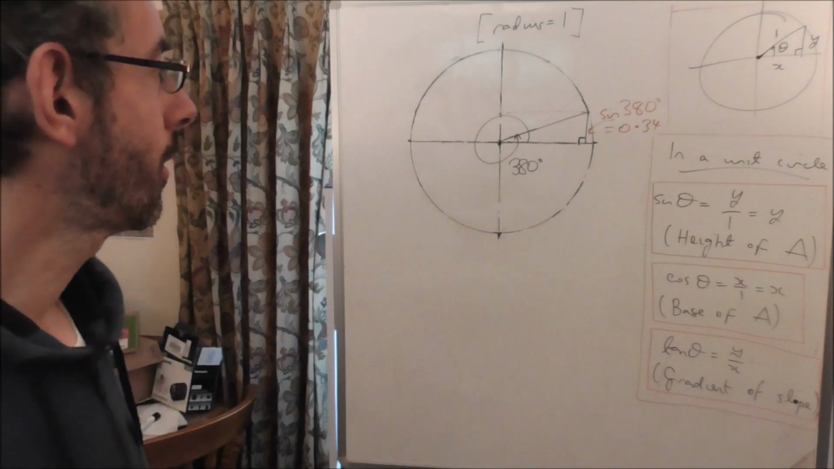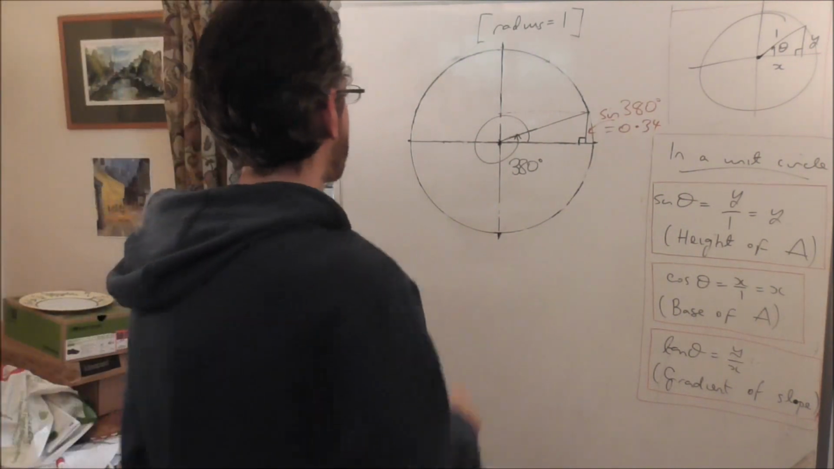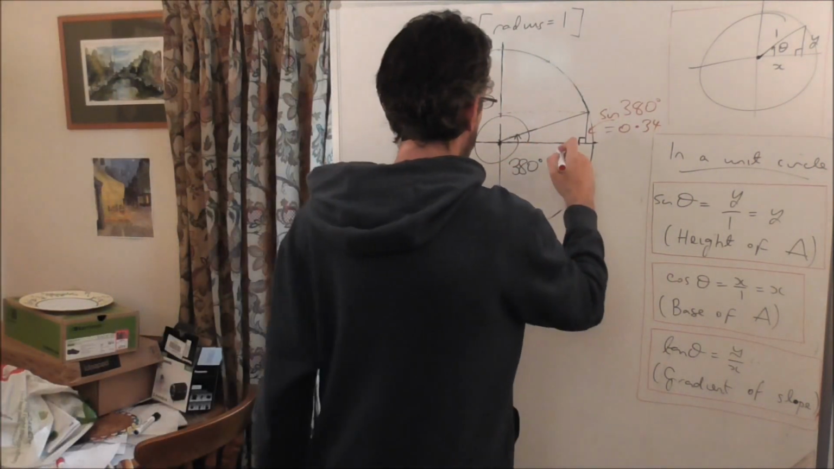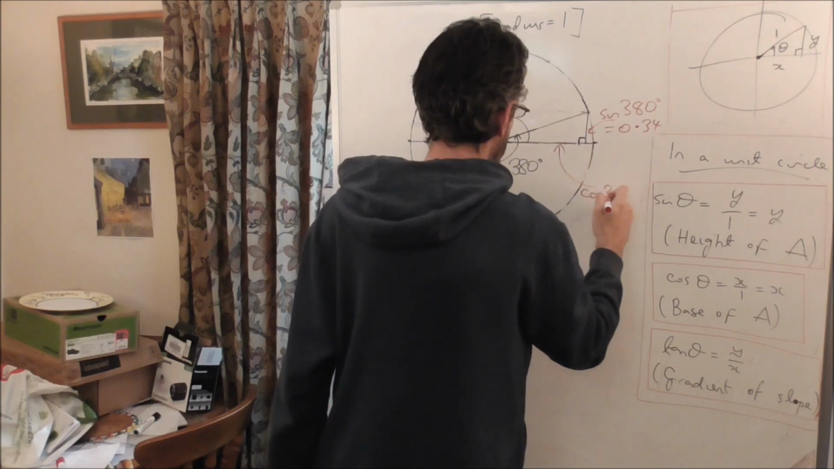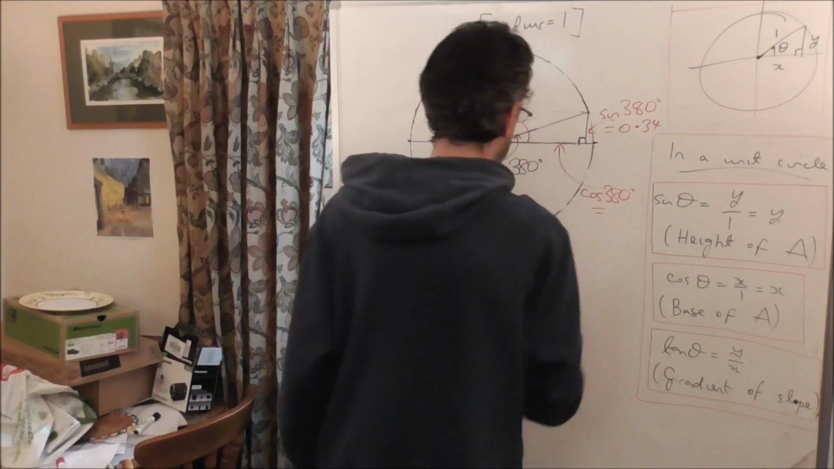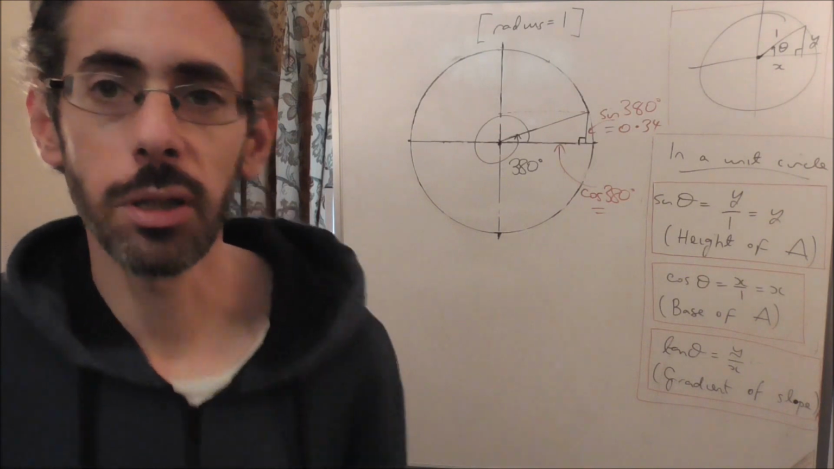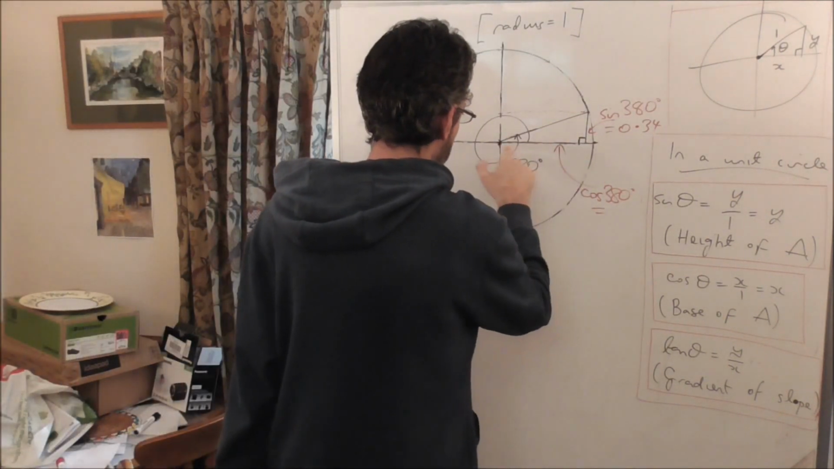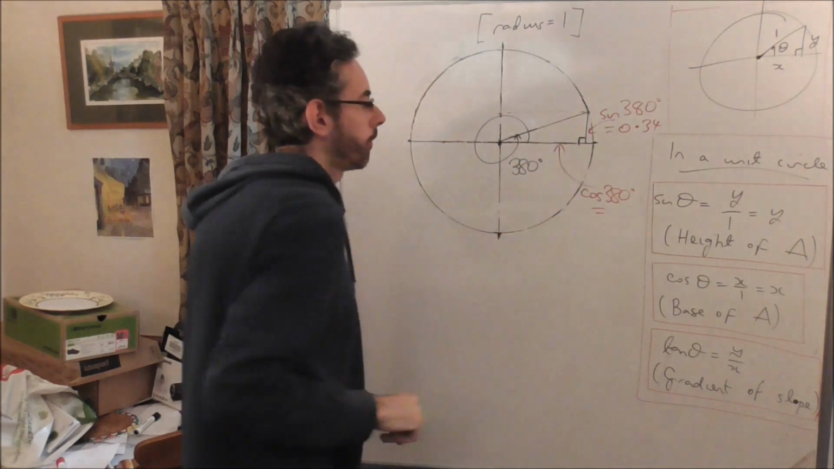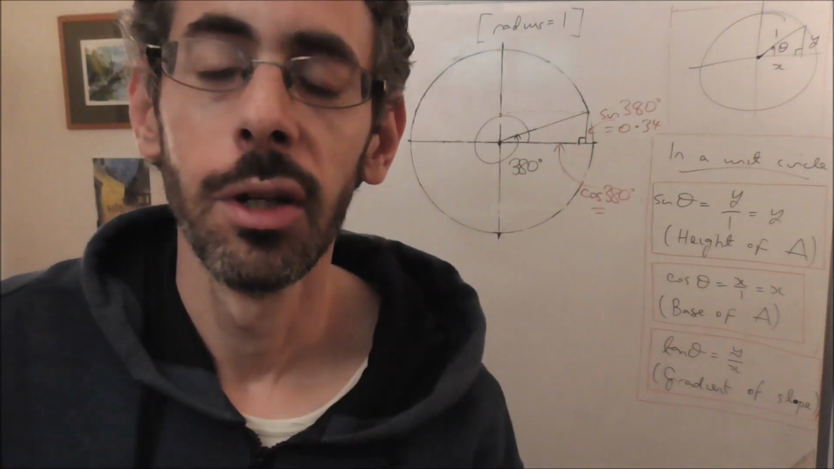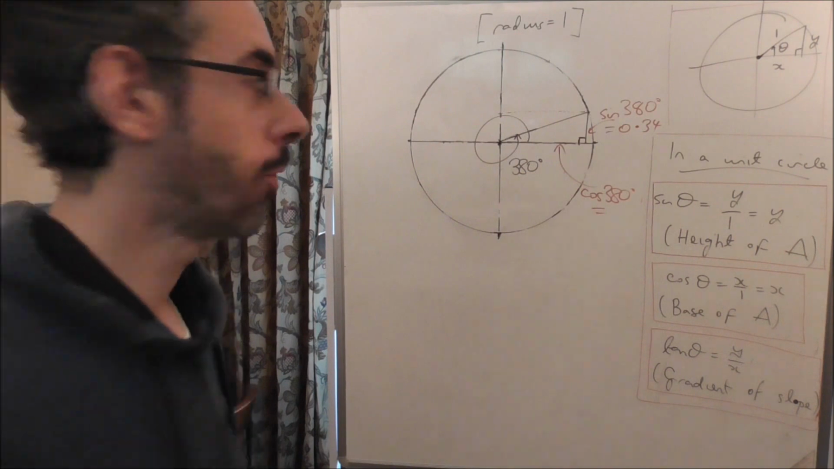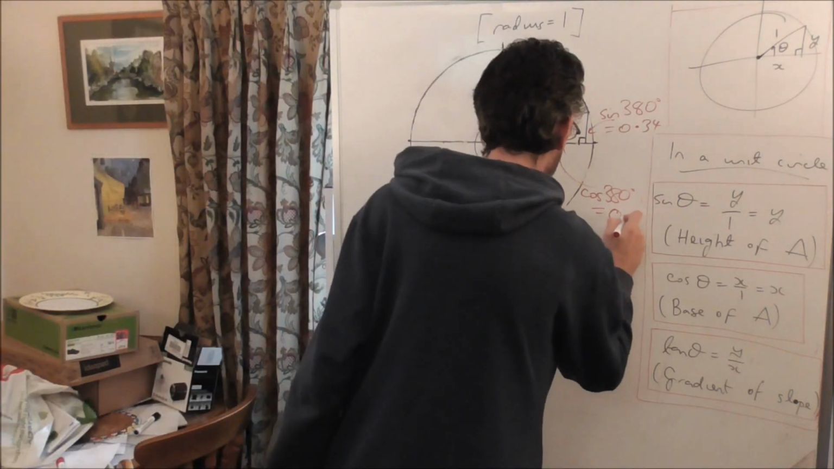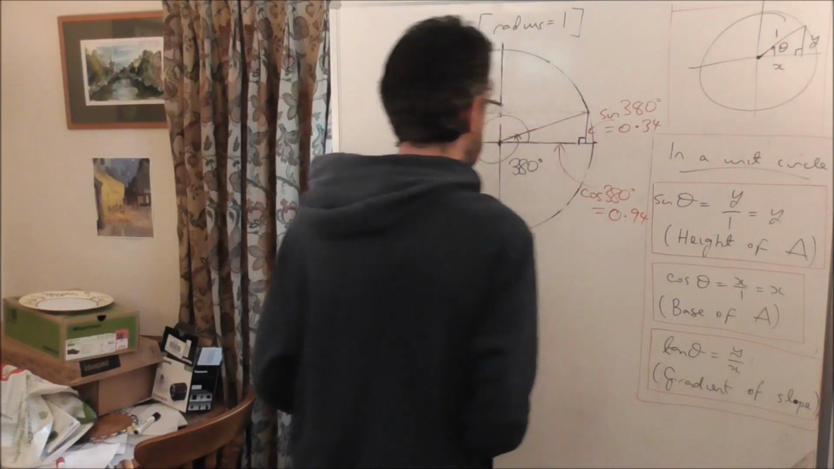Cos 380 is just the base of the triangle. So it's just this length here. This is cos 380. So what would you estimate that to be? Well, it's very close to 1, isn't it? I mean, 1 is the whole radius, and it's nearly the whole radius. It goes right up to there. And if you do it on the calculator, you get 0.94. So it's very close to 1, 0.94.